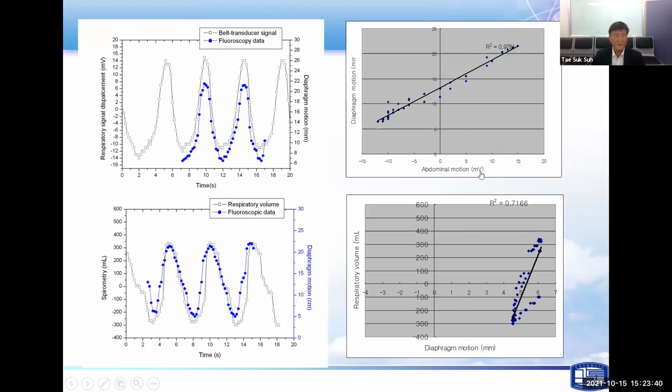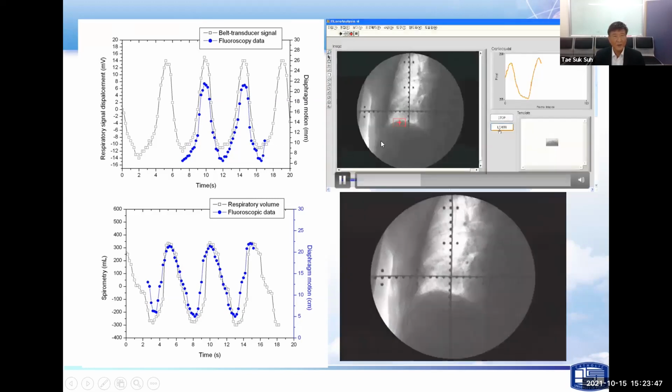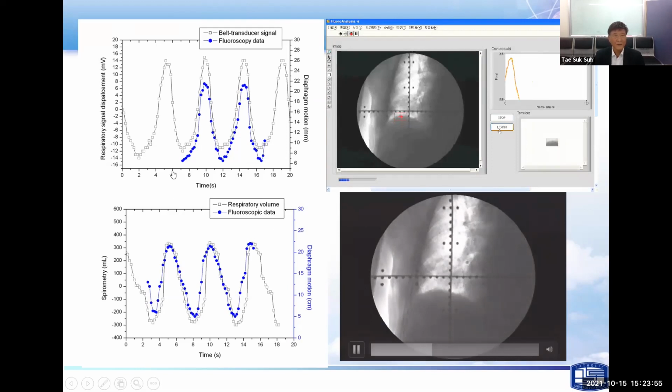That means the respiratory signal matches well with the real patient target. So we can easily use the respiratory signal for gating. When we gate the beam, this is one of the possibilities for us to treat the patient.